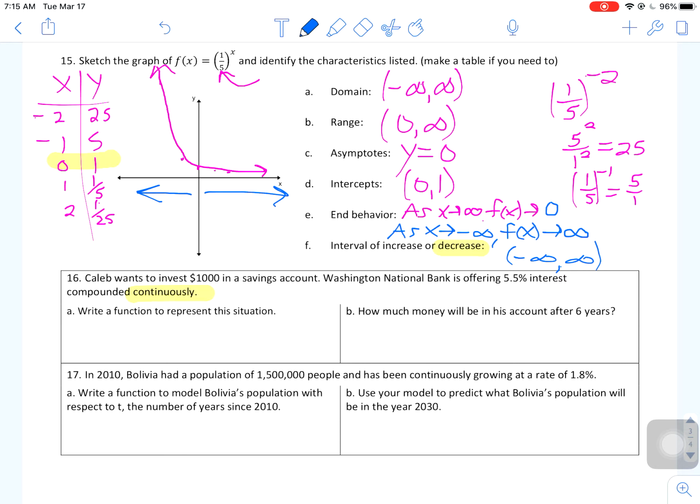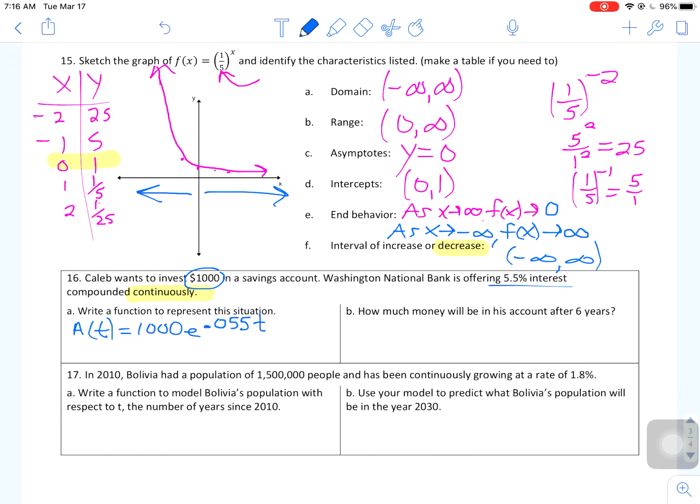So for the function, we have A of t equals our principal, our starting amount, $1,000, times e to the rate times time. Remember, when we have that percent, we need to write it as a decimal. So we need to move the decimal point 2 places to the left. And that was from the 5.5% interest. And that should be it for part A. Pause the video and try part B. And while you're at it, why don't you try number 17 as well? So pause the video, finish 16, and try all of 17.